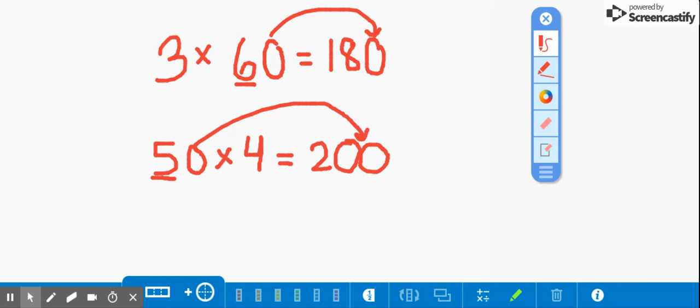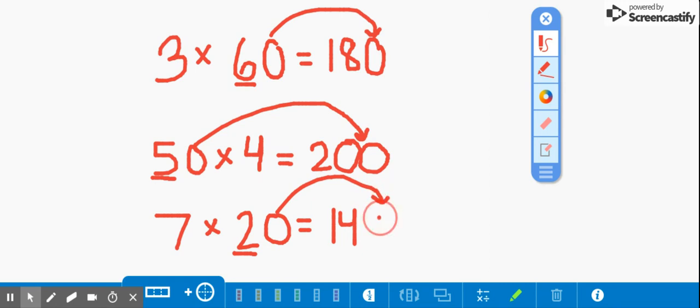Last one. Let's do 7 times 20. Okay, so we're going to think of 7 times 2 tens, or 7 times 2, which would give us 14. But it's really 14 tens, so we need to add this 0 back in. 140 is your answer.